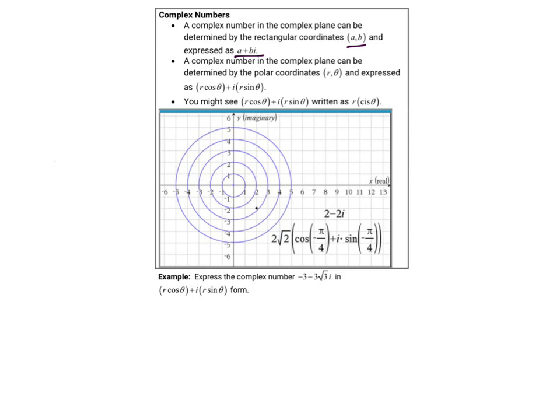You can still do that in the polar coordinate grid. It says a complex number in the complex plane can be determined by polar coordinates r theta and expressed as r cosine theta, which would be your x piece, plus i times r sine theta, which would be your y piece. You might see r cosine theta plus i r sine theta written as r cis theta. I have never before seen this in my life. Confession, that was brand new to me this morning. It wasn't bad. I could do it, but I'm not familiar with that.